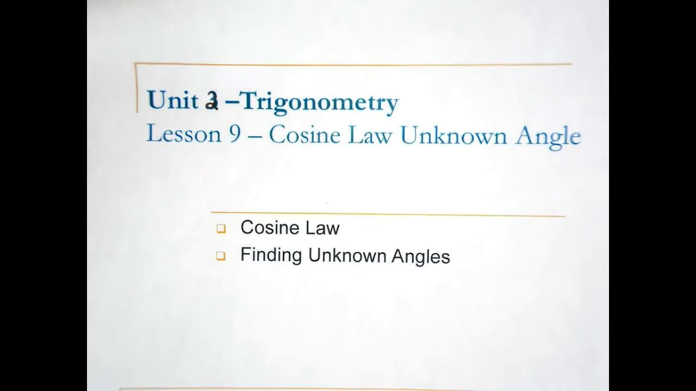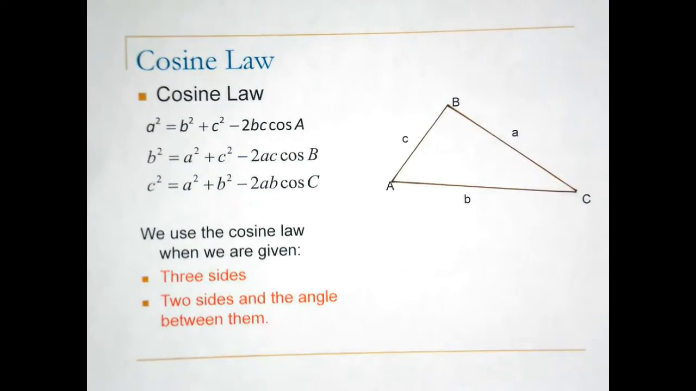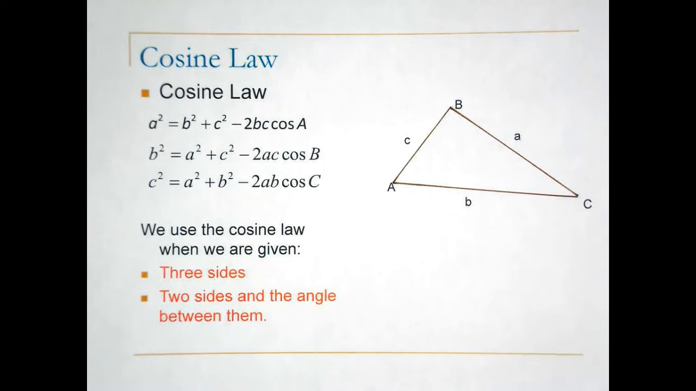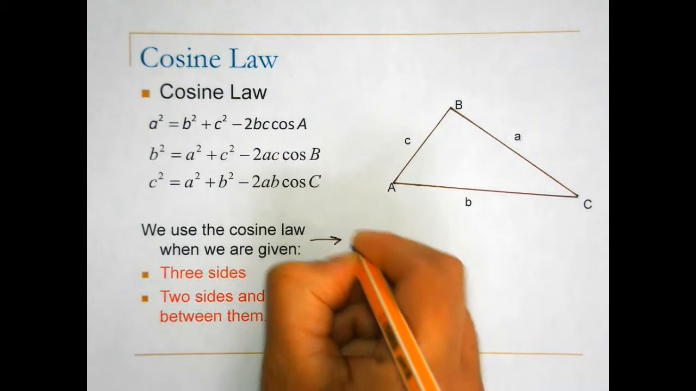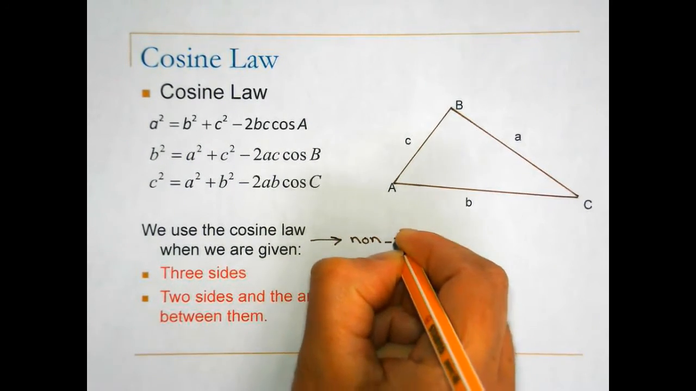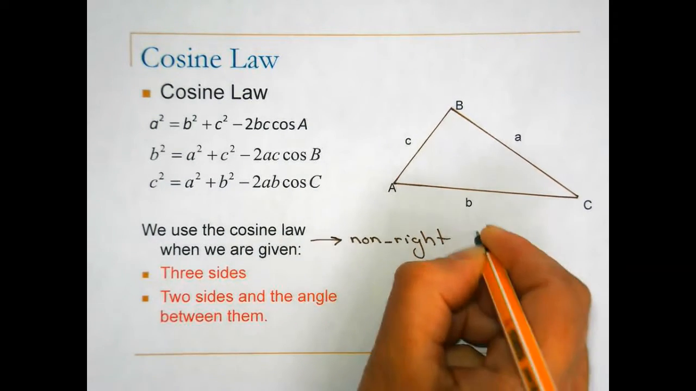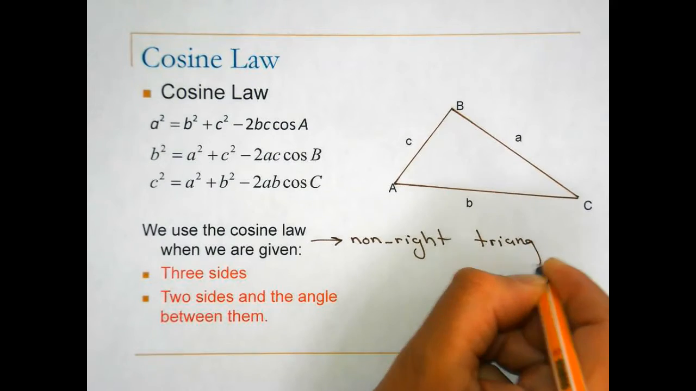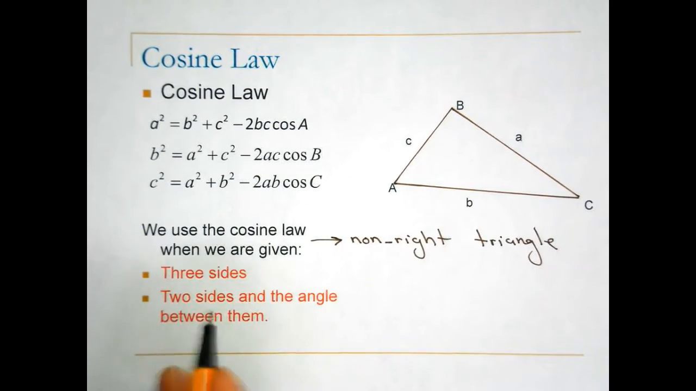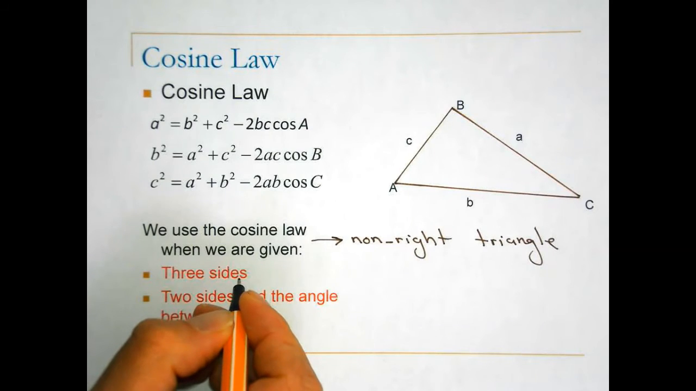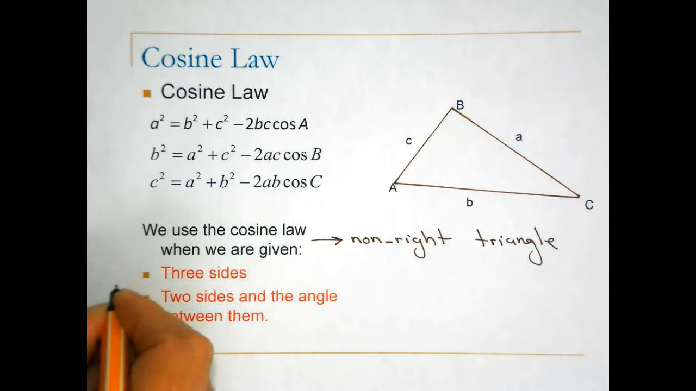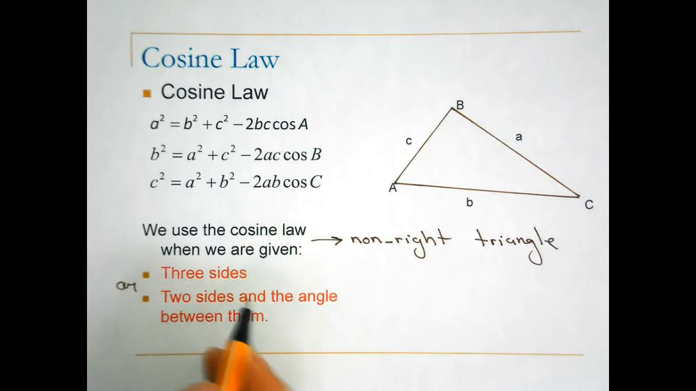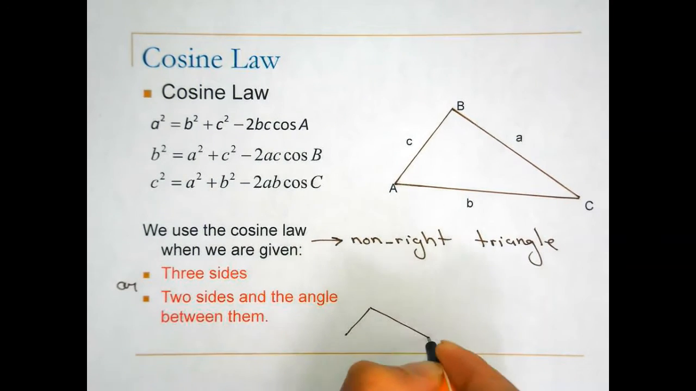So let's first review how the cosine law looks. If we have a non-right triangle, and please remember again, like sine law, cosine law is also used in non-right triangles, and we either know three sides or we have two sides and the angle between or contained in them, which was a scenario, if you remember.